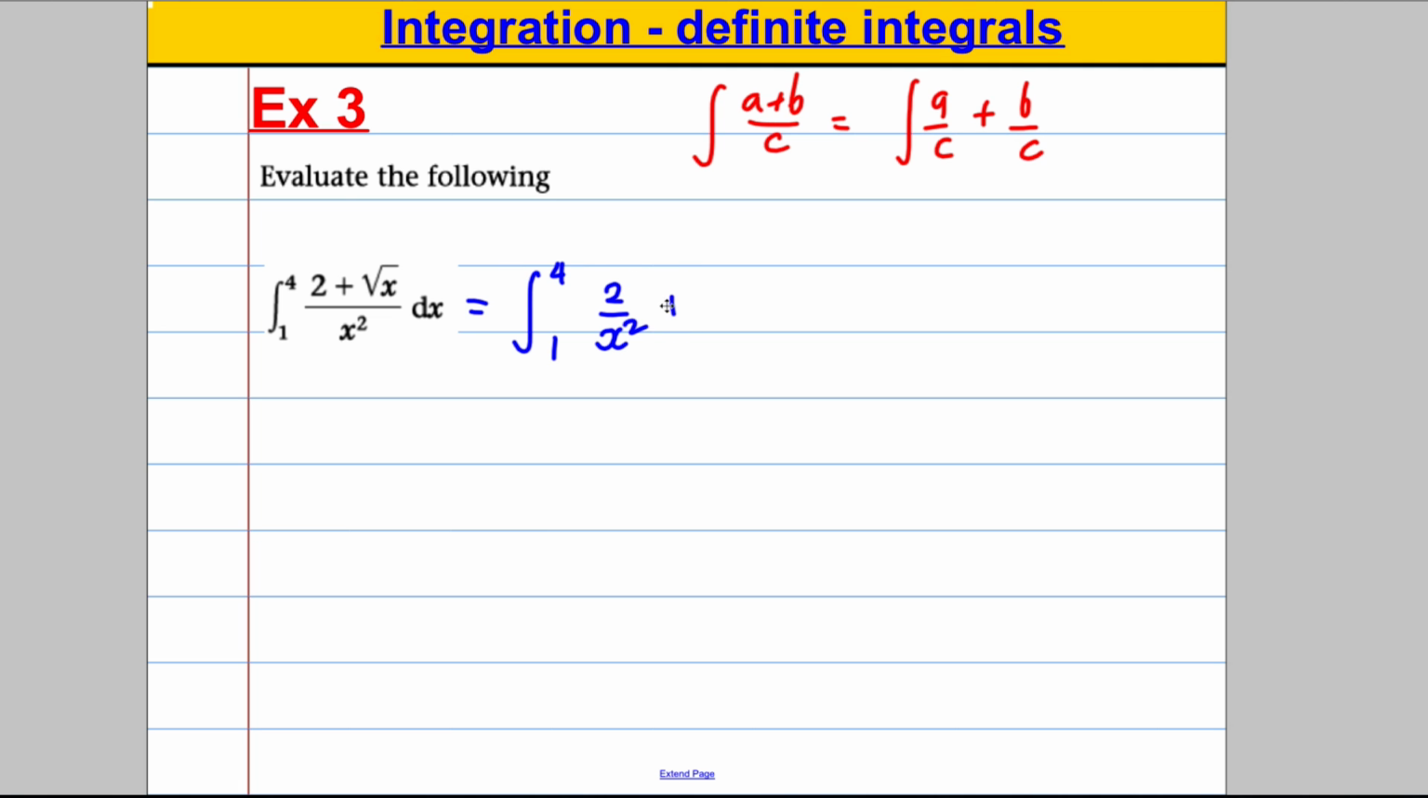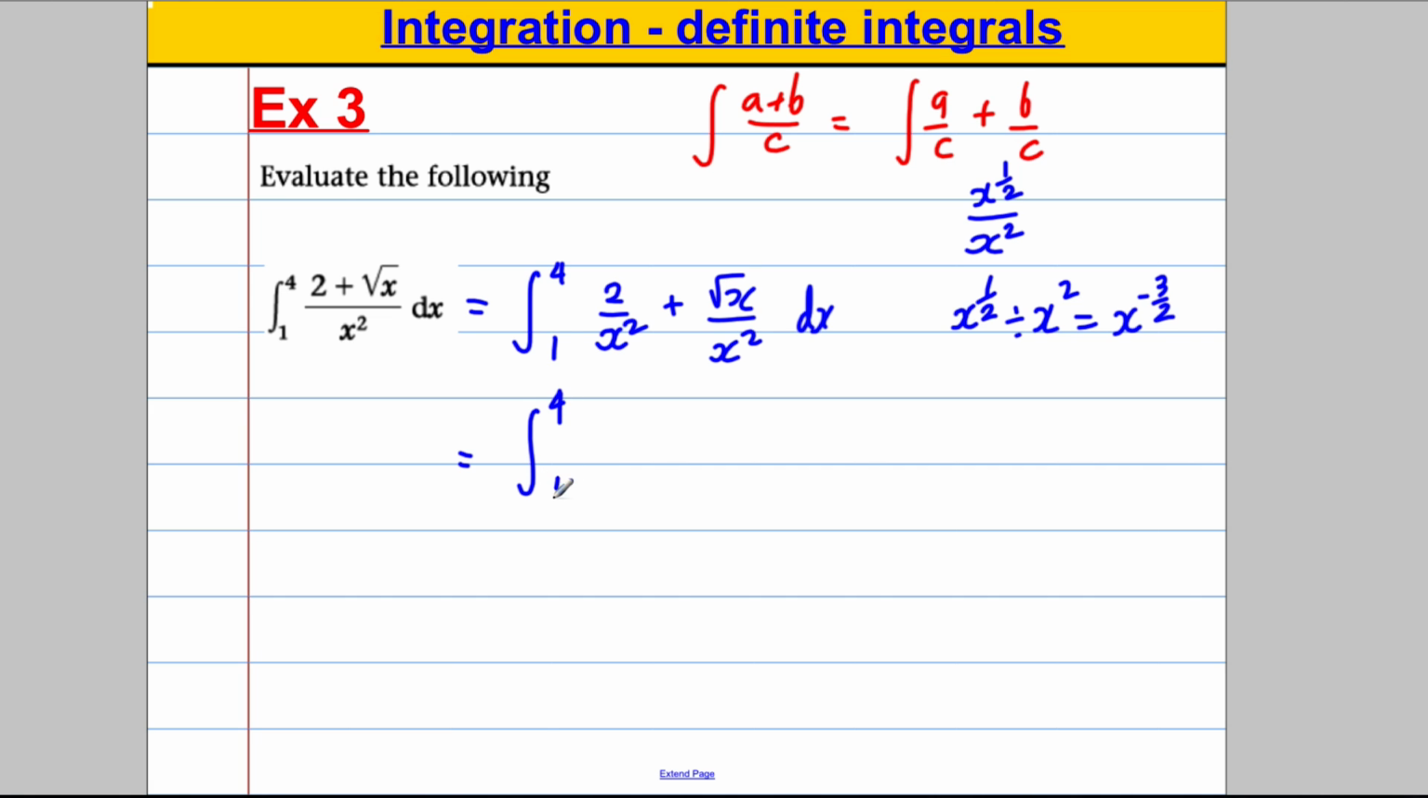2 over x squared plus root x over x squared. Now root x is x to the half. x to the half divided by x squared is x to the half take away 2, which is x to the -3/2. So we have to write this in power form before we proceed. That in power form we should know as 2x to the -2. So this is the integral between 4 and 1 of 2x to the -2 plus x to the -3/2.